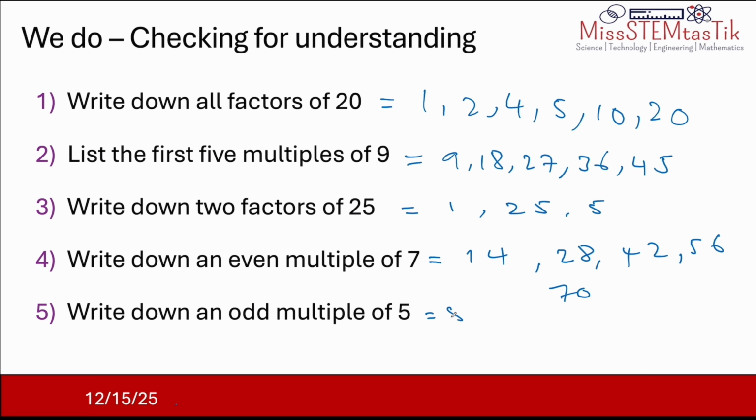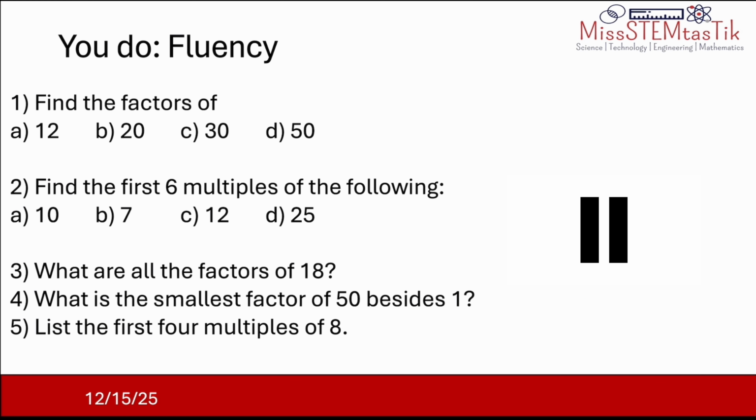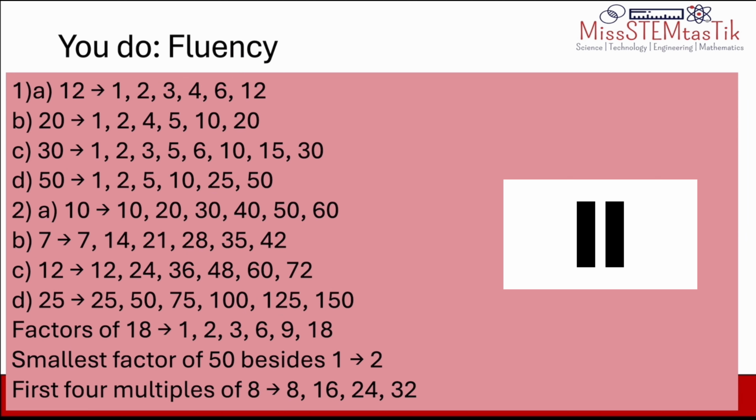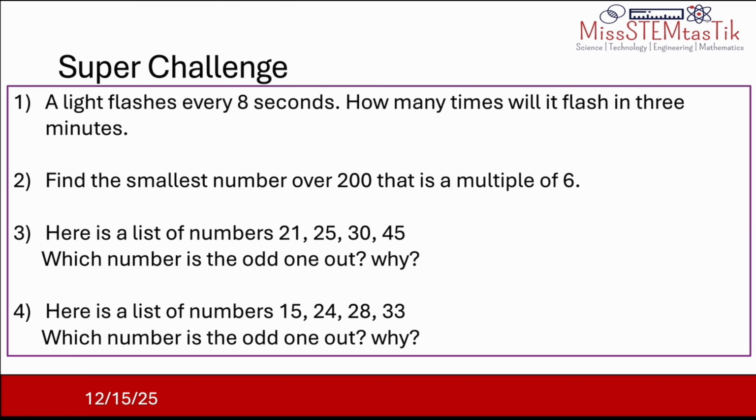Write down an odd multiple of 5. So this is the opposite of question 4. So 5 is probably the first one that will come into your mind because 1 times 5 is 5 and that is odd. I'd like you to pause the screen now and have a go at the fluency task. Okay, again pause the screen and mark your answers please. So I've now got the super challenge. You've got 4 questions. Pause the screen and have a go at them please.